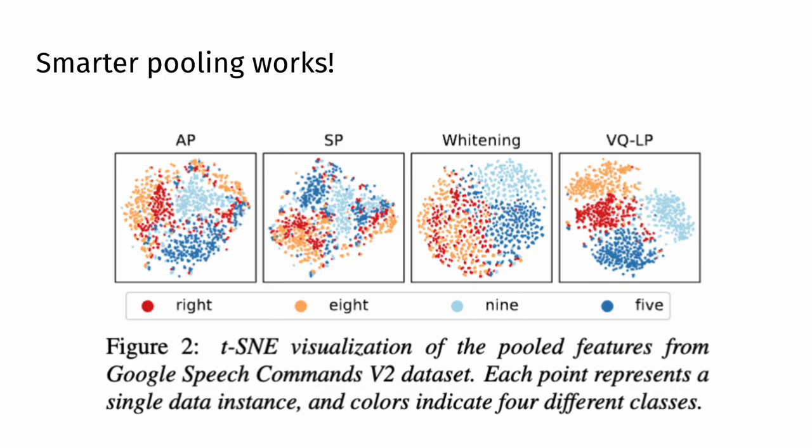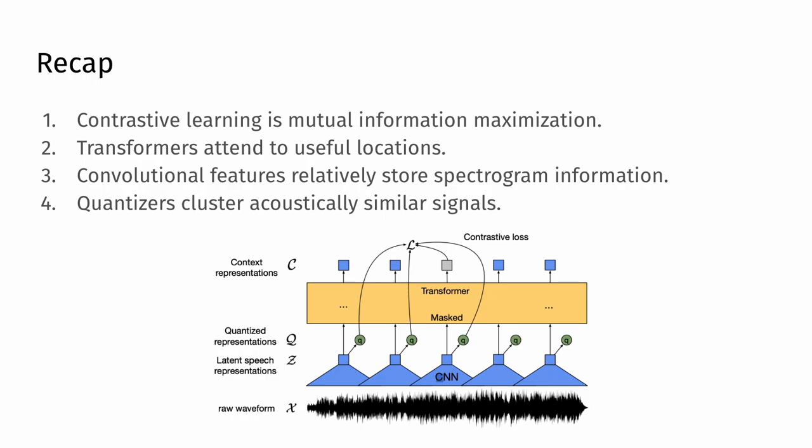So there's AP, which is average pooling, SP is statistics pooling, which is quite used on the speech side, whitening is quite common on the NLP side, and ours, VQLP. And by simply changing the pooling, the representations are far better clustered with each other. So the recap here is that contrastive loss is in fact maximizing the mutual information, transformers are attending to useful locations, and CNN was storing temporal frequency amplitude information in a relative manner. And finally, quantizers were clustering acoustically similar signals.